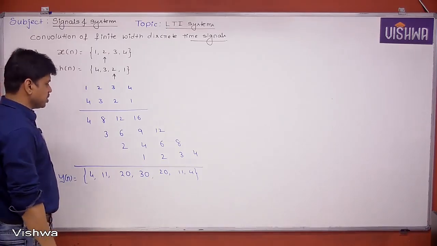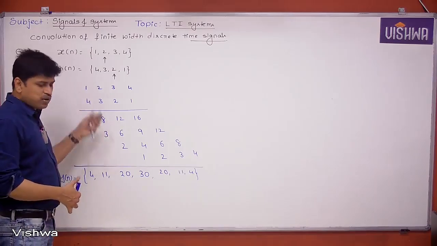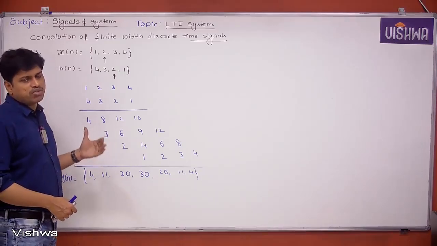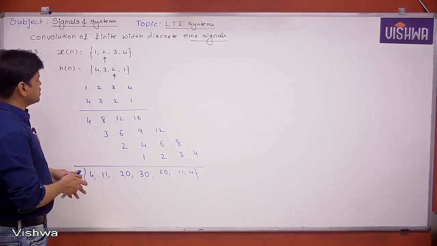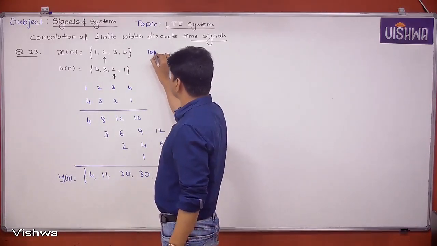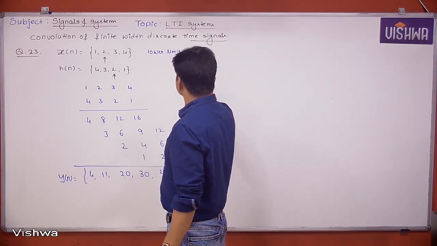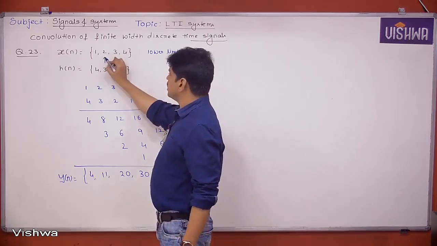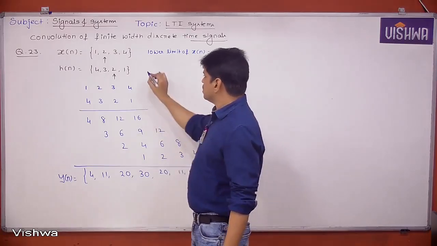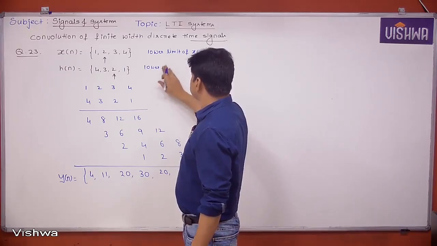But there is something we have to remember. Where do we have to keep the arrow? While calculating this, I don't worry about where the arrow is, but once we get the answer, we have to place the arrow somewhere. So where do we place it? For that, let's try to understand. What is the lower limit of x of n? See, here is the 0 position, so the lower limit of x of n is minus 1. Then what is the lower limit of h of n?